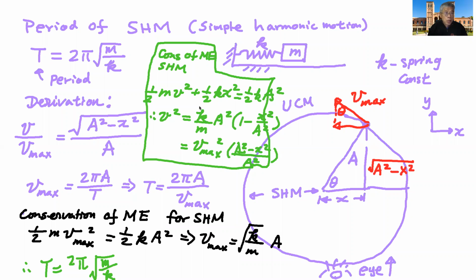Hello, we're going to talk about the period of SHM. SHM is simple harmonic motion, which is a spring with a mass m, and the spring has a spring constant equal to k, and it's sitting on the floor and vibrating back and forth. We're going to derive this one here, and there are other things that we will be doing too, okay?